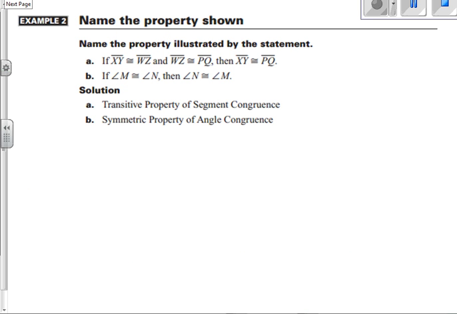All right, so now we're going to name the property illustrated by this statement. If I look at A, this would be the reflexive. If XY is equal to WZ and WZ is equal to PQ, then XY is equal to PQ. I'm sorry, that's transitive, my fault. And then if angle M is congruent to angle N, then angle N is congruent to angle M, and that would be the symmetric. They're just reversed. So that would actually be the answer to letter B right there. All right, so let's go on.